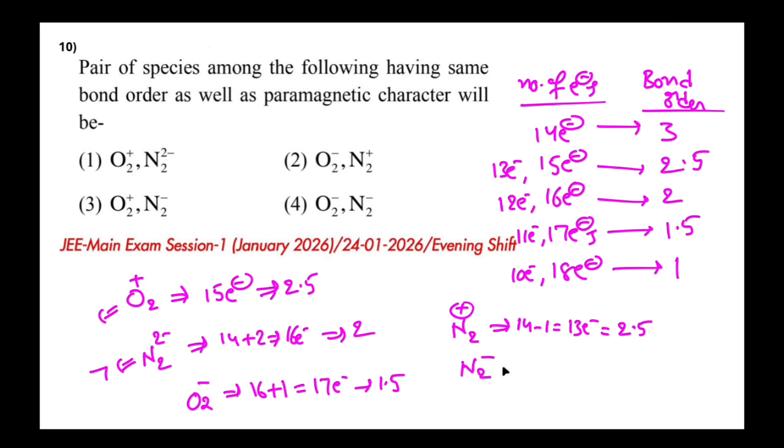N2 minus. Nitrogen is 7, and 2 nitrogens are there. 7 twos are 14, plus 1 is 15 electrons. 15 electrons, also bond order 2.5.